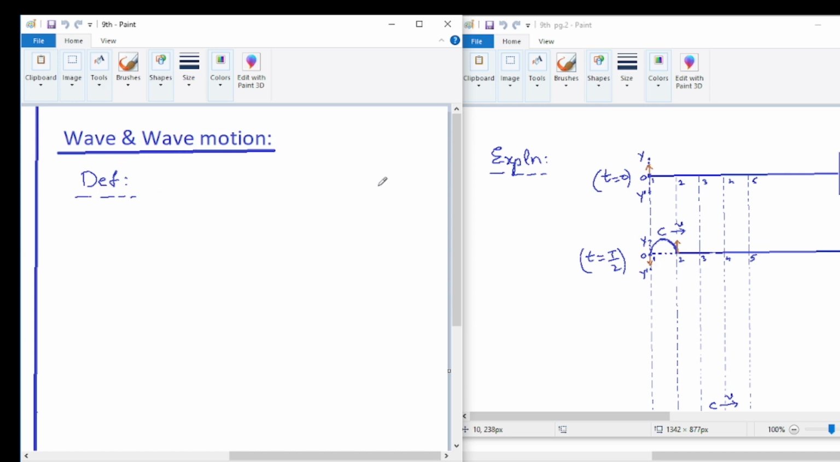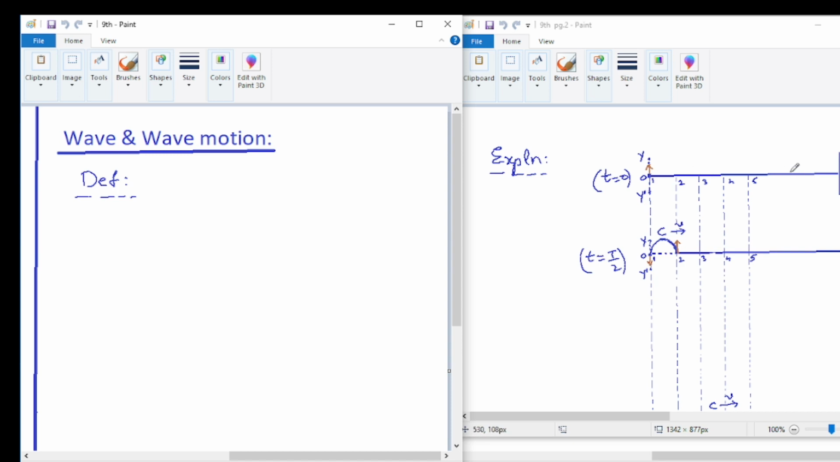Now what is the meaning of wave or wave motion? It can be understood from this example. Now consider a rope or a string. Now this is a rope or a string. The right end of the rope is fixed to a wall. Now this is a wall. This fixed line is a wall. So the right end of the string is fixed to the wall.